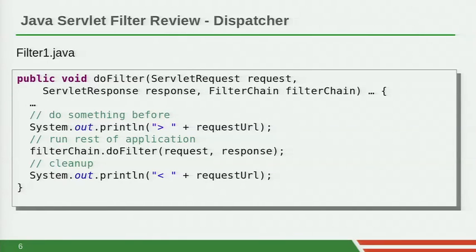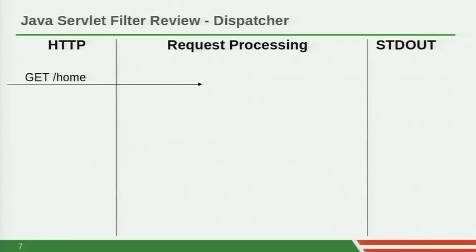And then we run the rest of the application. And then after that, we print out after request URL. So the less than sign we notate as after request URL. All right, let's see what happens when we make a request to our application. Here you see we make an HTTP GET to our home URL.